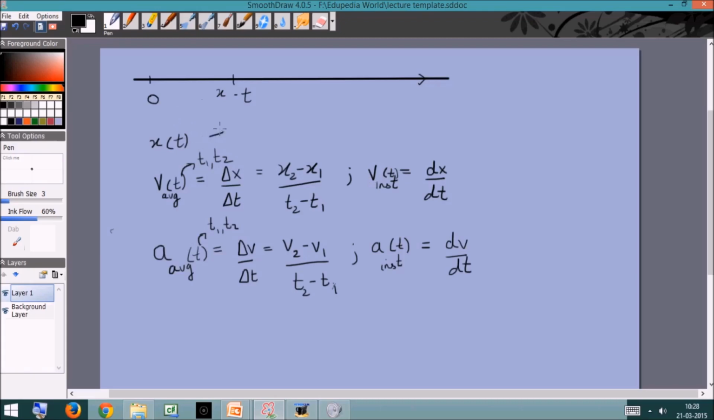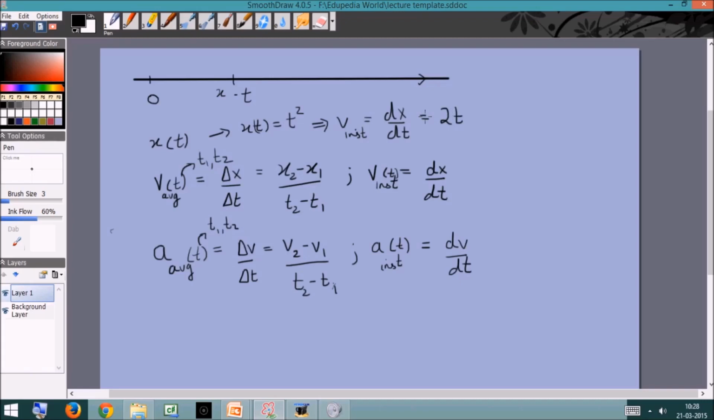For example, if x of t is t square, that means the particle is at the origin at t is equal to 0, it is at x is equal to 1 at t is equal to 1, x is equal to 4 at t is equal to 2, and so on. Then the instantaneous velocity will simply be dx by dt, and we know how to calculate derivatives, and it will be 2t. Right? So given the position, we'll be able to calculate the velocity. Given the velocity, we'll be able to calculate the acceleration.